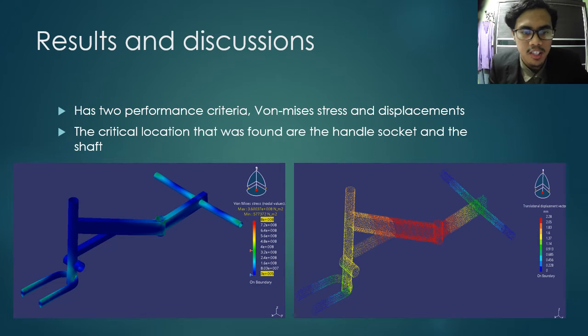Okay, for the result and discussion, the result of the analysis has two different data. The first is the von Mises stress on the left side, and the displacement vector on the right side. Also, the critical locations that were found are the handle socket and the shaft.